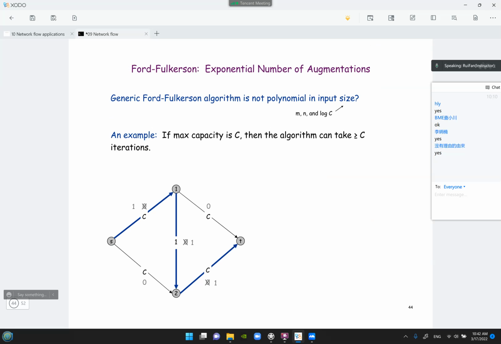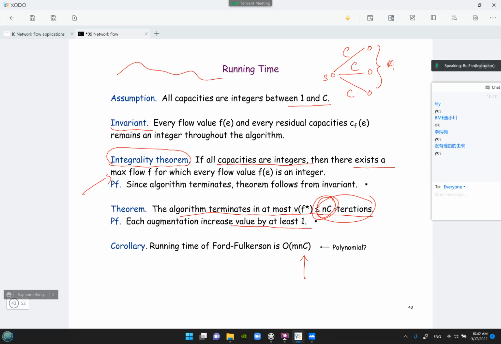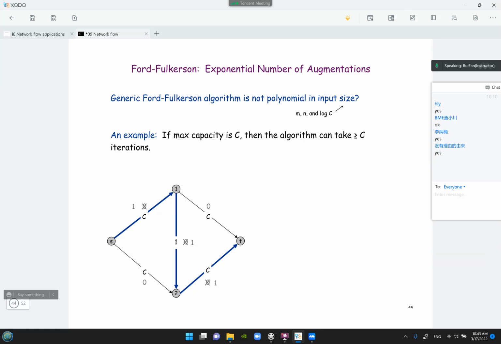All right. So you could say that this theorem over here is an upper bound on the number of iterations, but this is a worst case upper bound. Maybe for Ford-Fulkerson you never actually run n times c iterations. Maybe you always run order n iterations or something. But it turns out that you can actually run many order nc iterations, or at least order c iterations in Ford-Fulkerson. As an example of this, suppose you have a graph like this.